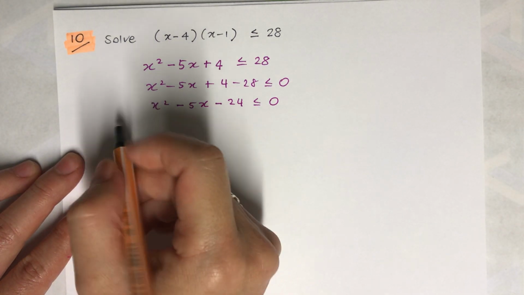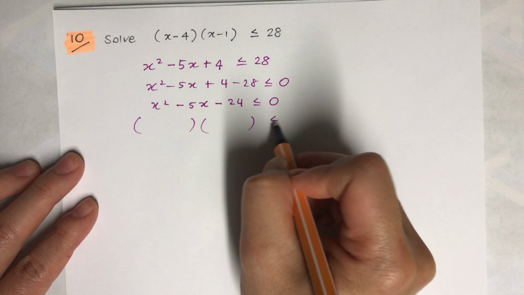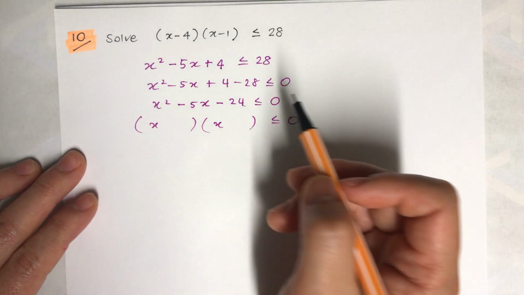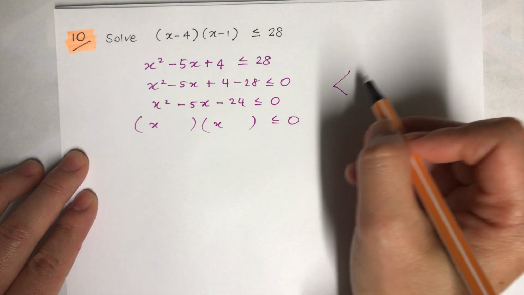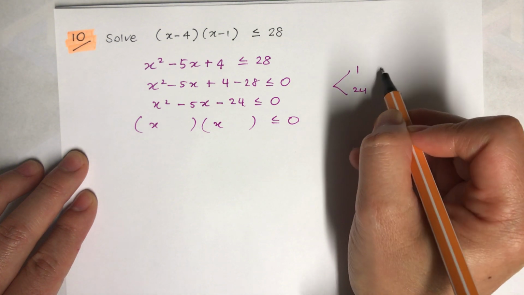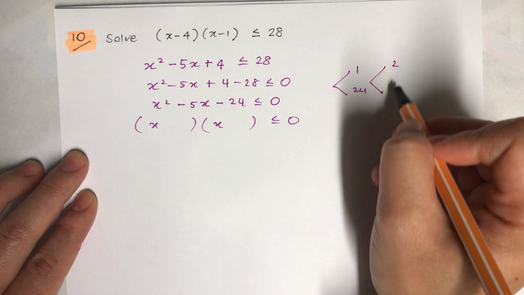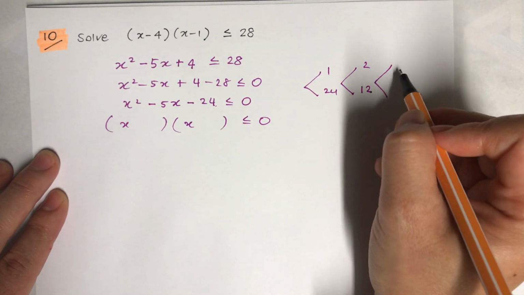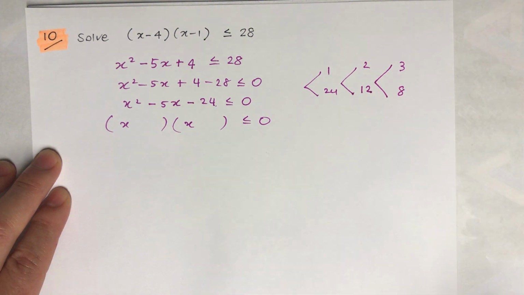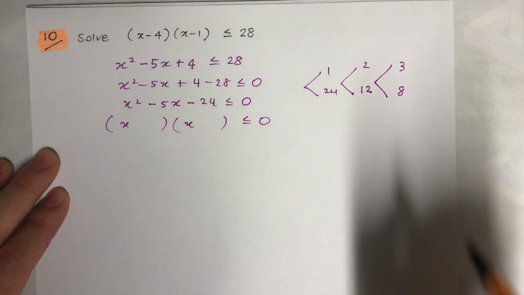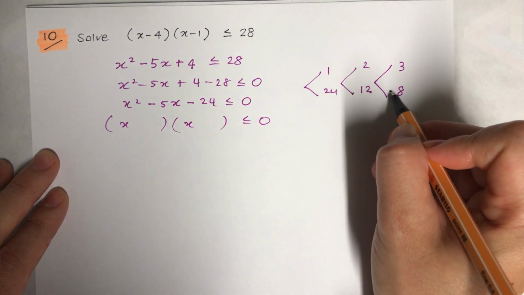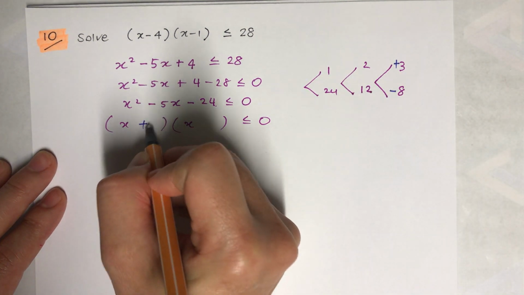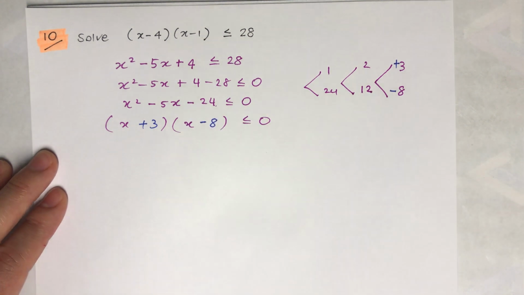So what would that be? I can factorize this. 24. What's the factors of 24? 1, 24 is not going to give me 5. 2 and 12 is not going to give me 5. 3 and 8, yes. That will give me 5. Minus 5, so it'll be something like that. So I'm going to go plus 3 minus 8.